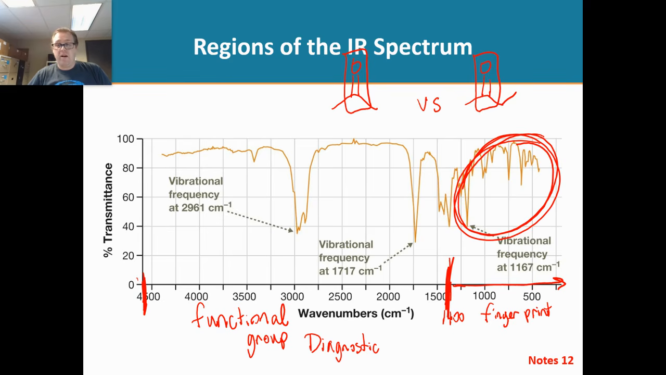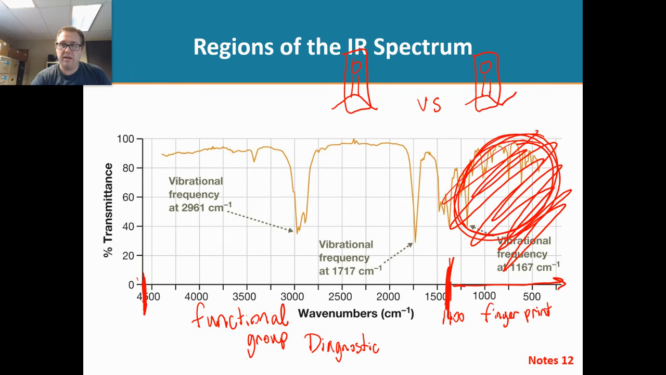Now, in our IR analysis, we never delve into the fingerprint region. We just don't worry about it. It's too complex. We don't go there. Our attention is going to be in the diagnostic region, because we need to know what type of functional groups are in our molecule. That's what's very, very important.